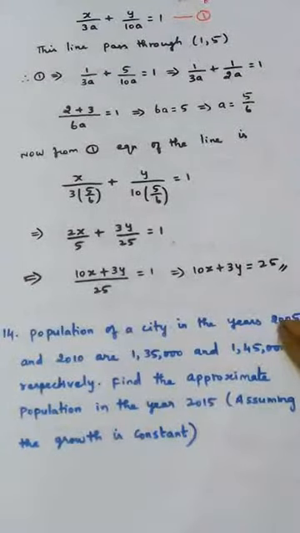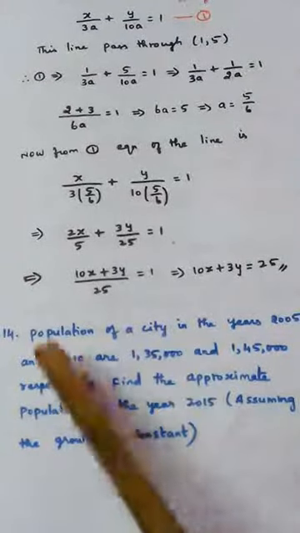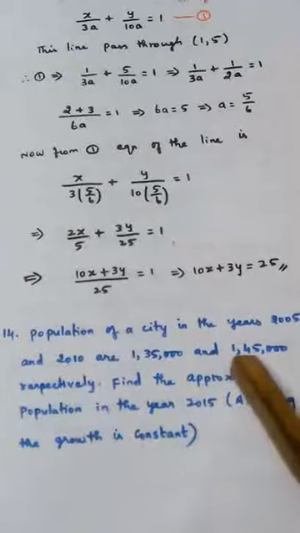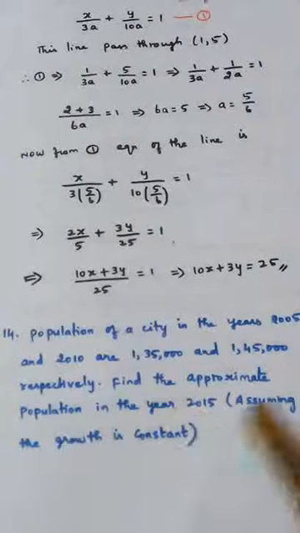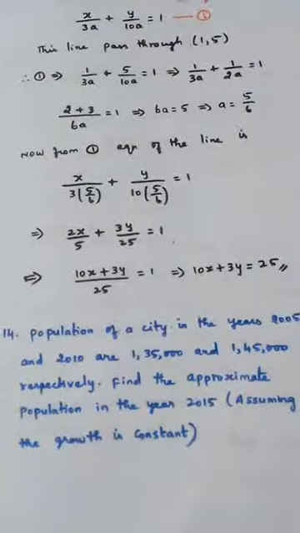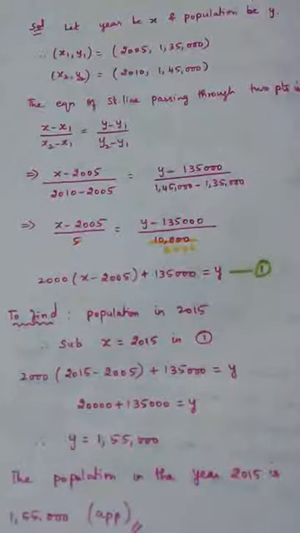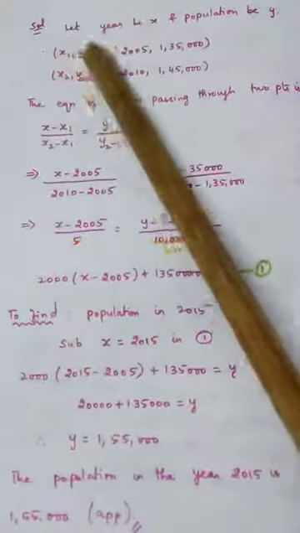What data is given to us? 2005, this is the population. 2010, this is the population. So with this data, we will try and find out the population in the year 2015. So we will start like this.